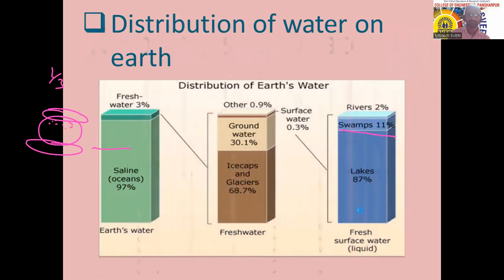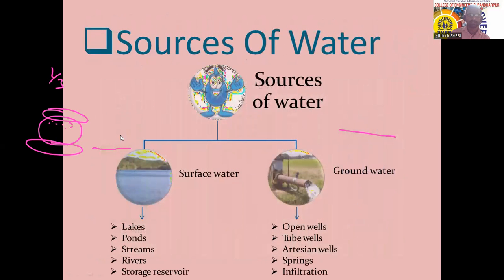See, we have seen this one, and this is important in your exam also. What are the different sources of water we can be asked about? Basically there are two types: sources for surface water and sources for groundwater. These names you have to remember.